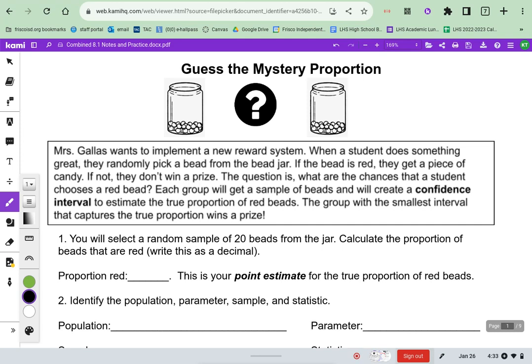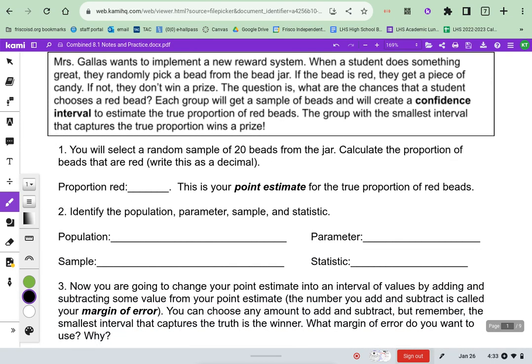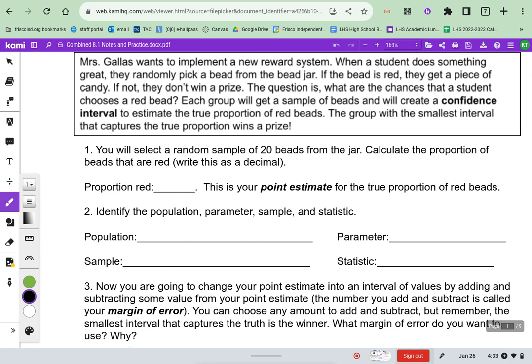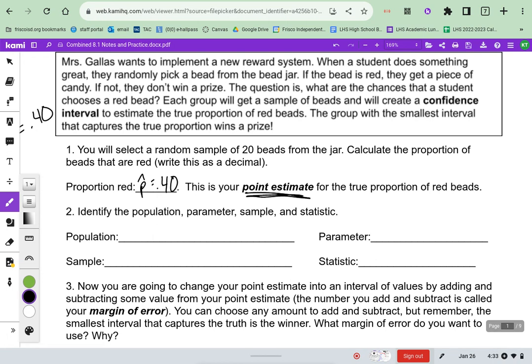Okay, so we started this lesson with a big bag of beads, and each group got 20 beads randomly out of the bag and found the proportion of red beads in the bag. So for our example, let's pretend that we all took a sample together and we got a p-hat of 40% or 0.4. So my p-hat is 0.4. This is called our point estimate. We're essentially using this p-hat to try and estimate the true proportion of red beads in the bag.